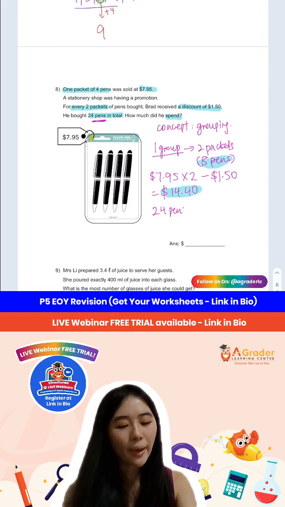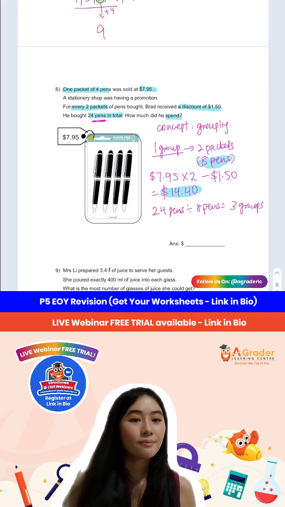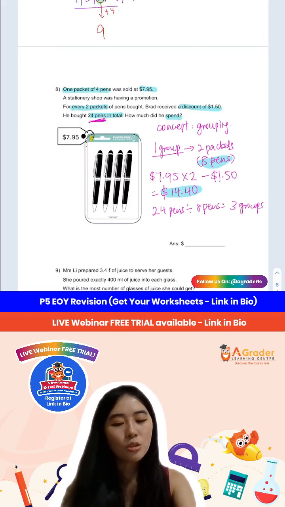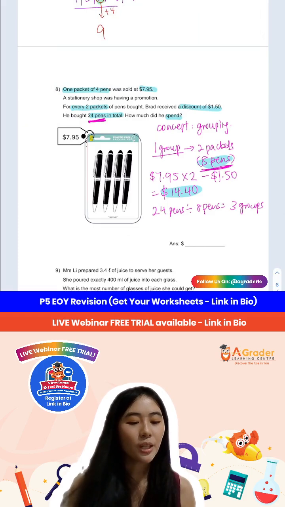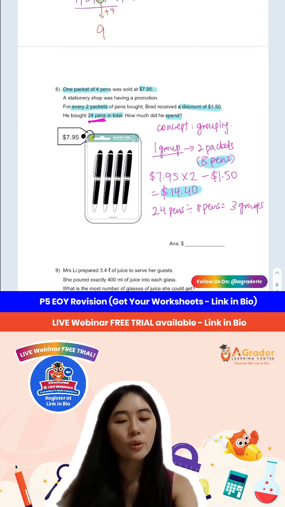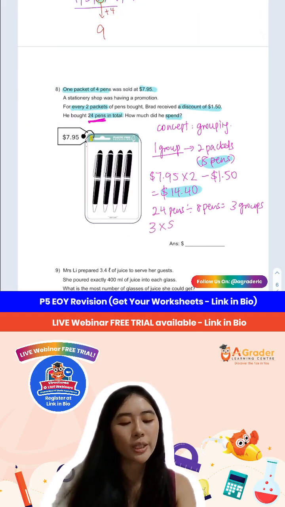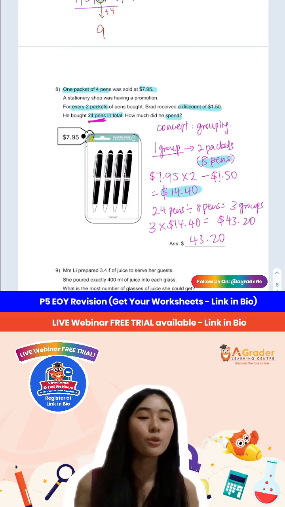You use 24 pens, divide by 8 pens. So that's how you get 3 groups. Cat Mew, it is 3, because you use the 24 pens, then you divide by 8 pens in a group. So that's how you get 3 groups. So if one group is $14.40, then 3 groups will be 3 times $14.40. So that's how you get the answer $43.20. A few of you got this answer.